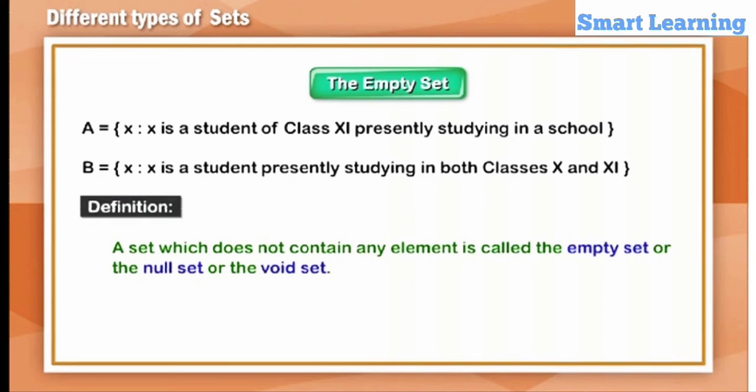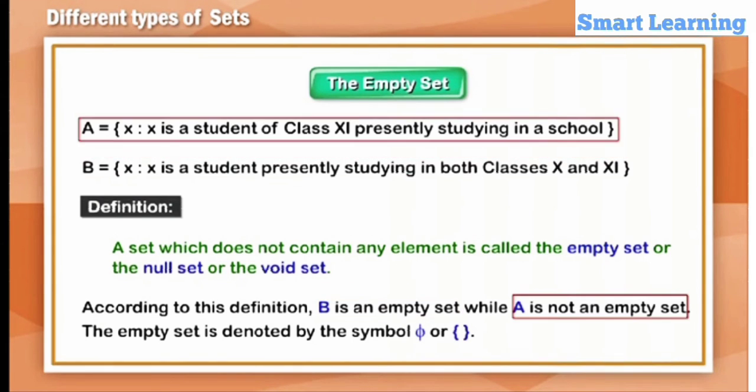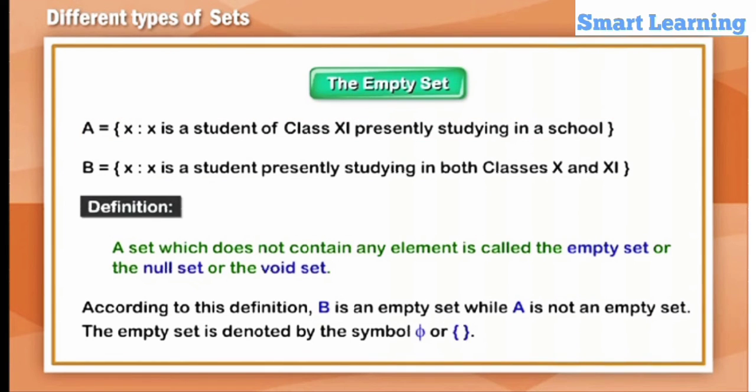A set which does not contain any element is called the empty set or the null set or the void set. According to this definition, B is an empty set, while A is not an empty set. The empty set is denoted by the symbol phi or opening and closing curly brackets.